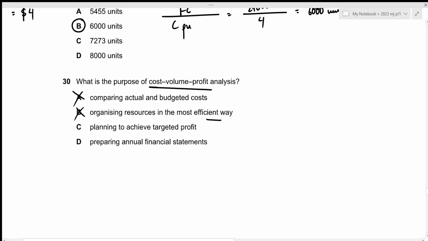The third one is planning to achieve targeted profit, which is correct because we consider all of our costs under different volume or different level of activities and figure out the most optimum profit. Then the fourth one is preparing annual financial statements. Cost volume profit analysis will not really help in preparation of financial statements, so this is incorrect. This concludes the paper 11 for 2023 May-June.